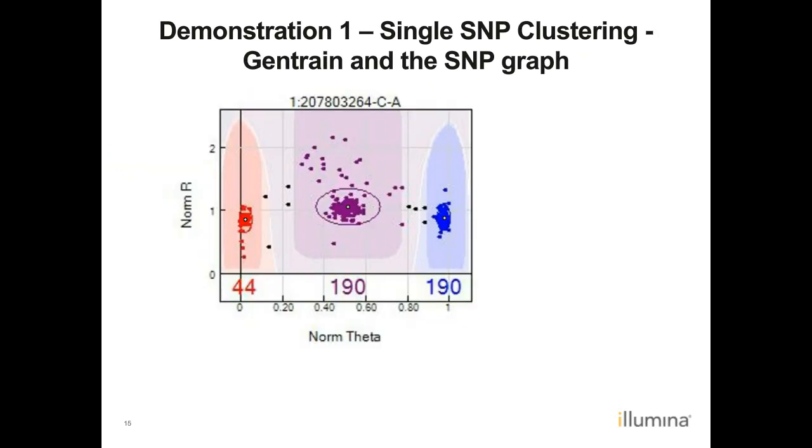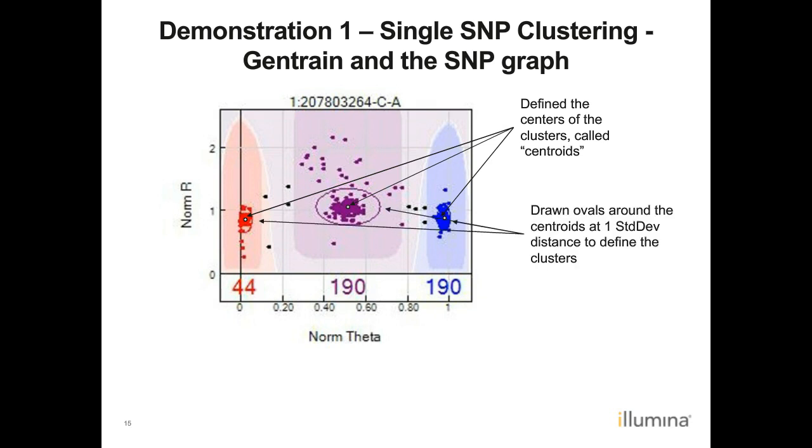In the SNP graph, GenTrain has now defined the centers of the clusters, and these centers are called centroids. They're denoted by a plus mark in the graph, which is very hard to see at this point. Also, the GenTrain algorithm has drawn ovals around the centroids at 1 standard deviation distance from the centroid in order to define the clusters.